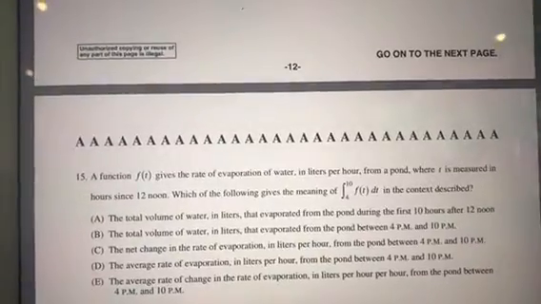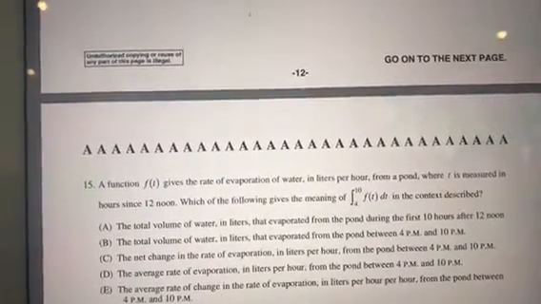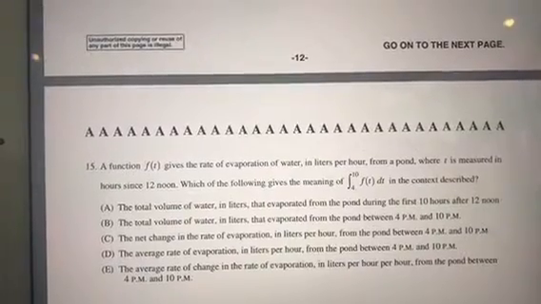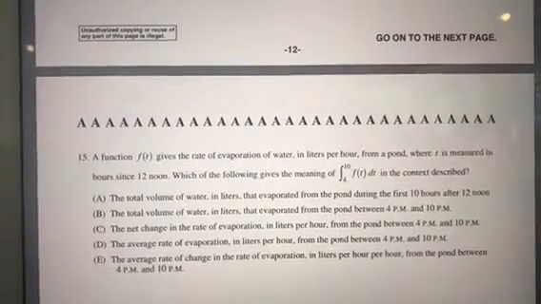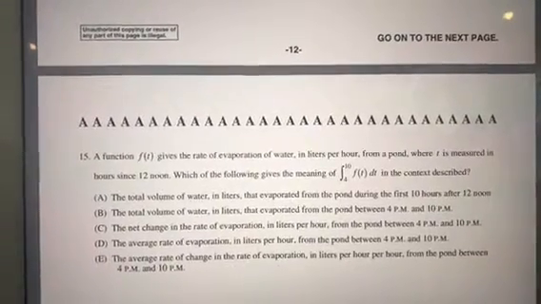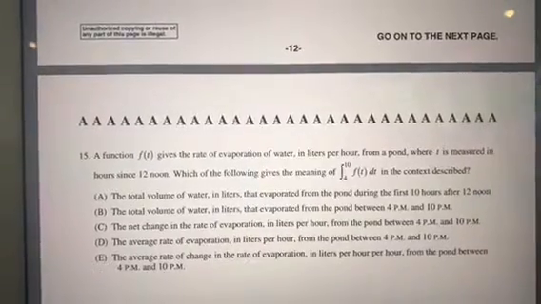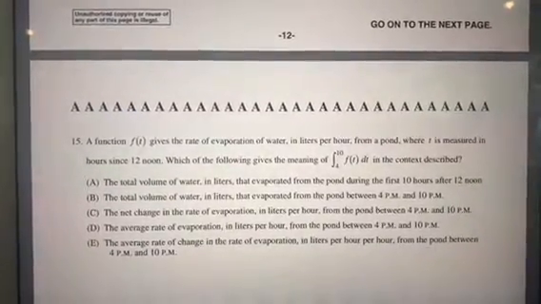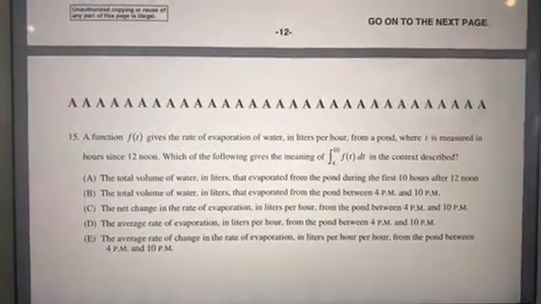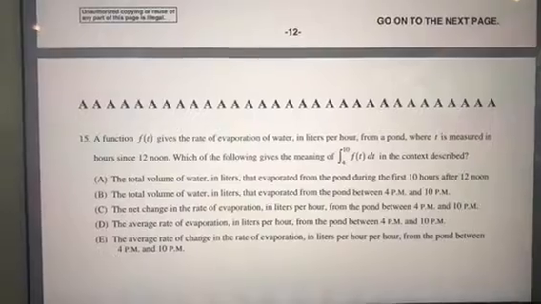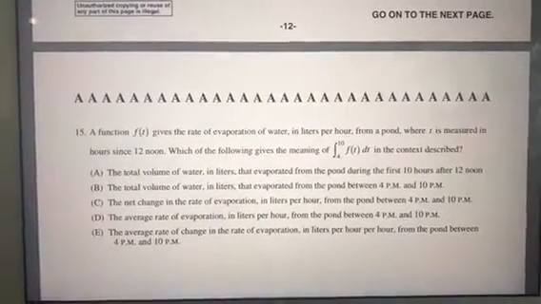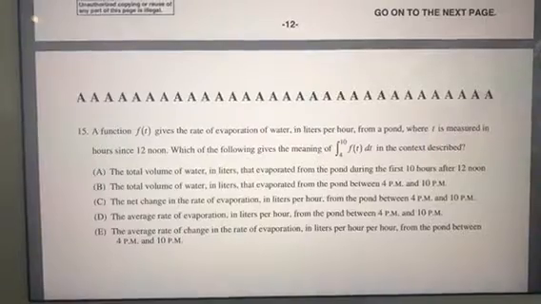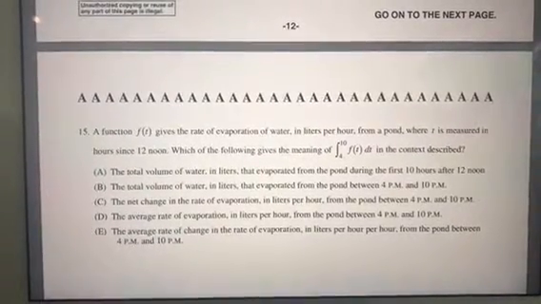I will solve question number 15 from the AP Calculus AB 2016. The question says a function f of t gives the rate of evaporation of water in liters per hour from a pond, where t is measured in hours since 12 noon. Which of the following gives the meaning of the integral from 4 to 10 of f of t dt in the context described? It is B, which is the total volume of water in liters that evaporated from the pond between 4 p.m. and 10 p.m., because it asks for the total amount of water in liters evaporated from 4 to 10.